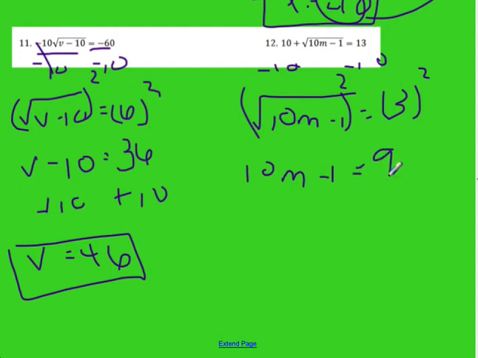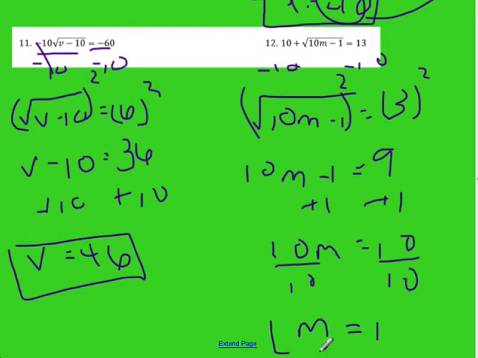So then I need to get that minus 1 over to the other side. So I'm going to add 1. And then I have 10m is equal to 10. Now, in order to solve for m, I need to divide both sides by 10. And then I get that m is equal to 1. And that is your final answer for number 12.